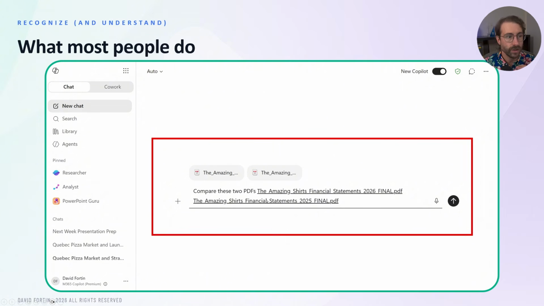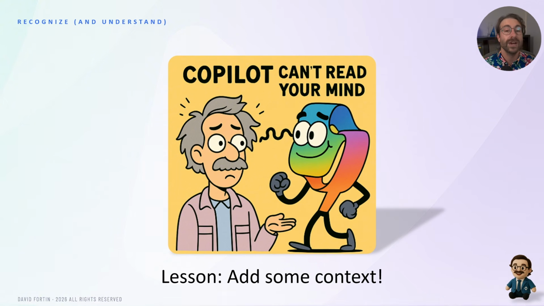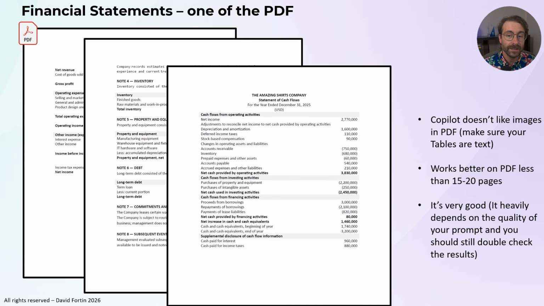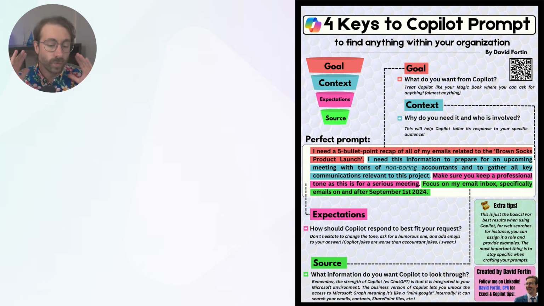But the real framework, and if you're not new to this channel, you have heard me say that a lot of times, is that Copilot can't read your mind, right? You need to add some context, and the framework, let me skip ahead real quick, is the goal, context, expectation, source framework. Okay, this framework, if your team learns it, their results will be much better. And that's one thing, people need to recognize the value of Copilot. But if they go in and prompt with a very bad prompt, like compare these two PDFs, they will receive bad results and they won't use it anymore because they were not taught how to use Copilot.